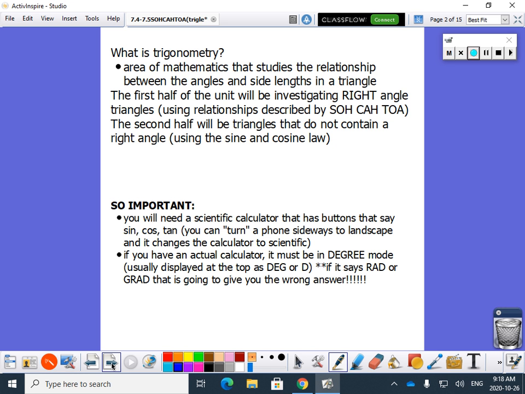If you have an actual calculator, it must be in degree mode. If it's not in degree mode, then it's going to give you the wrong answer. Usually it says a D up at the top. Does anyone see that? If it doesn't say that, then just reset your calculator and it should be automatically set to degree mode. Okay?